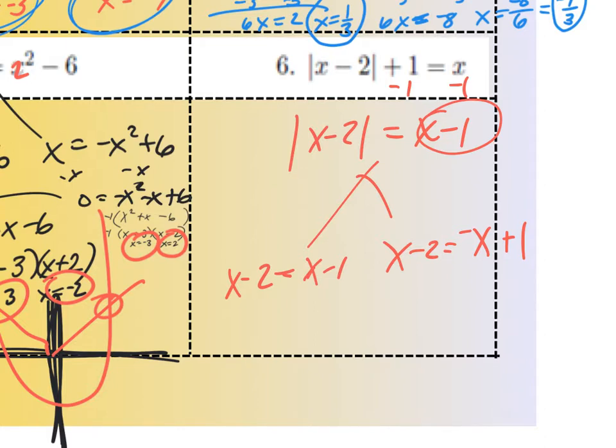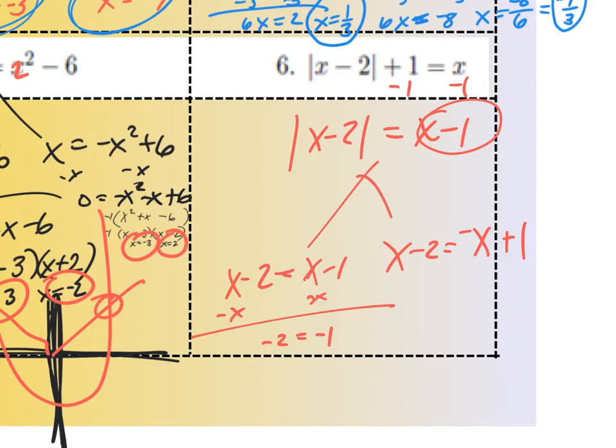If I wanted to solve this, couldn't I take away x from both sides? And I'd have negative 2 equals negative 1. What? Is negative 2 equal to negative 1? Nope. What does that mean? There's just no solution on that side. Does that mean that the whole problem is crashed and burned? No. Just that side doesn't have any answer.